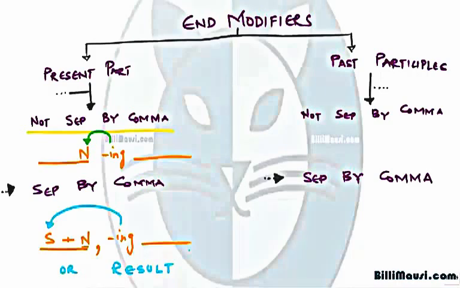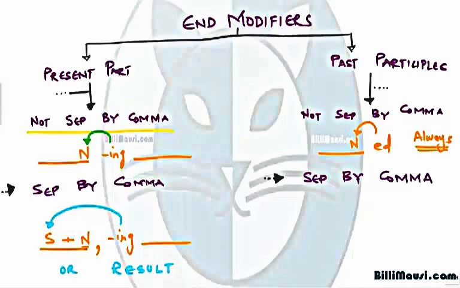Now let's move to the next end modifier, that is past participle, introduced by past participle, not separated by comma. These are the simple ones, not separated by comma. EDN modifiers, they always refer back to the previous noun.